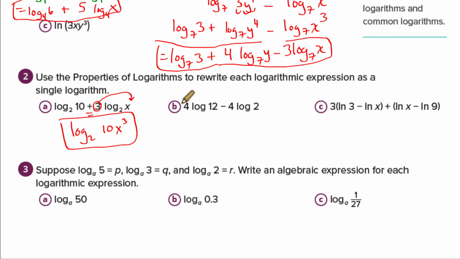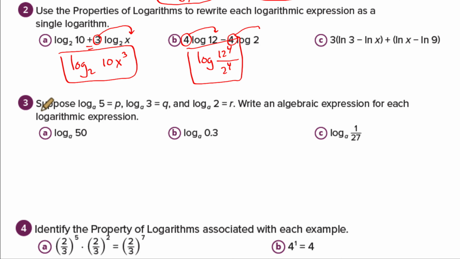We know this 4 can go up onto the 12, and this 4 can go up onto the 2. So this is going to equal log of, remember we can only write one log, the log of 12 to the 4th. And we're subtracting logs. That means we have to divide. And this is going to be 2 to the 4th. And I'm just going to leave it like that. Could you figure that out and get a number? Yeah, of course you could. But we're practicing our logs. We're not doing that.